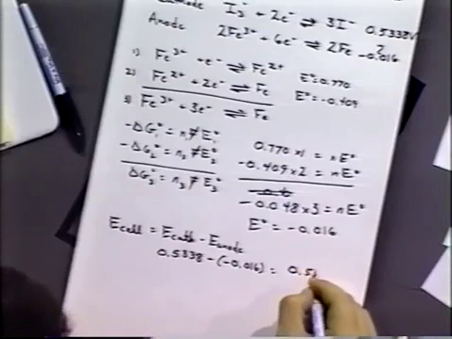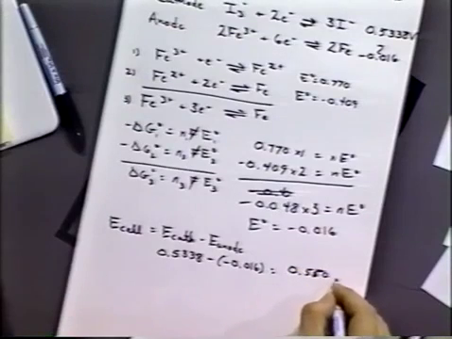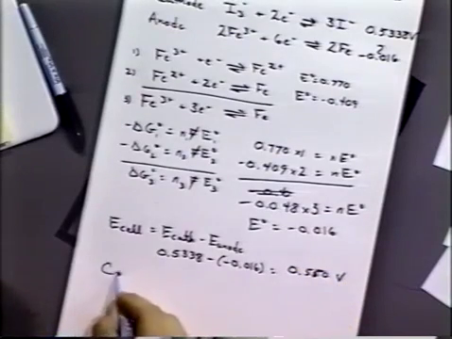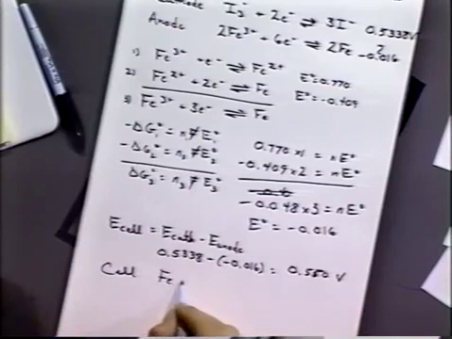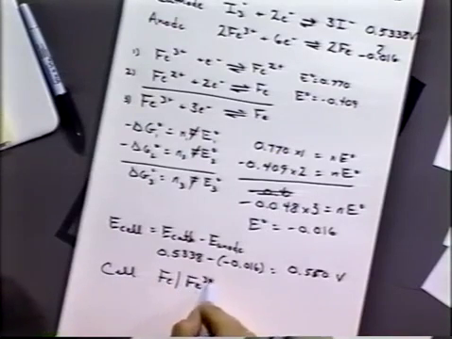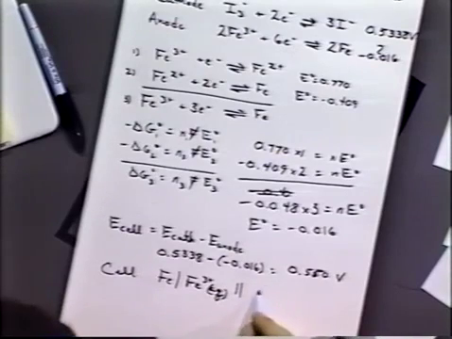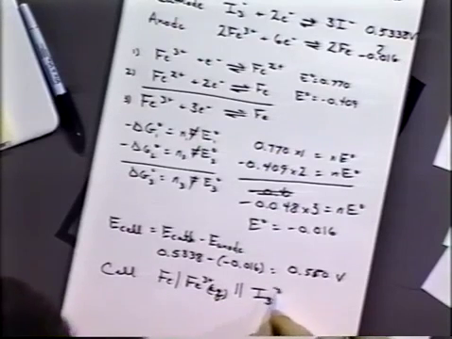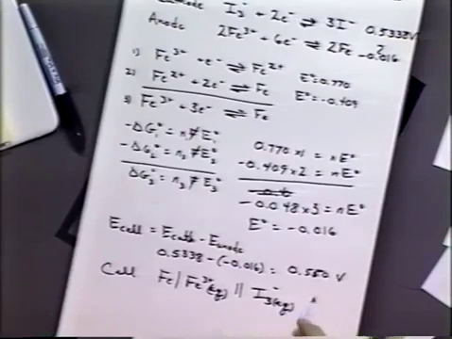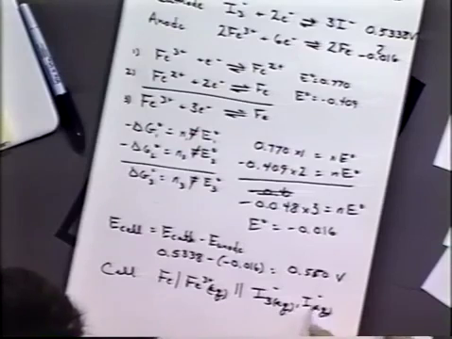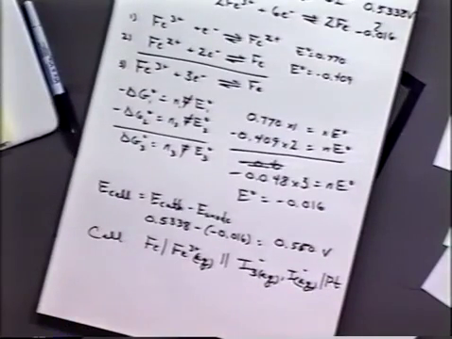0.550 volts. And in the cell, you have the iron 3+, aqueous. We have to have a salt bridge or a porous separator. And that would be our cell. And that would be a spontaneous reaction, plus 0.55 volts, so it would be a galvanic cell.